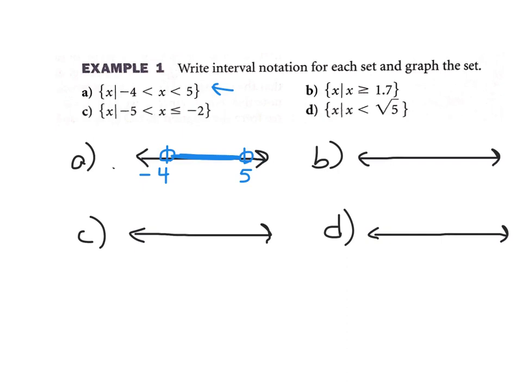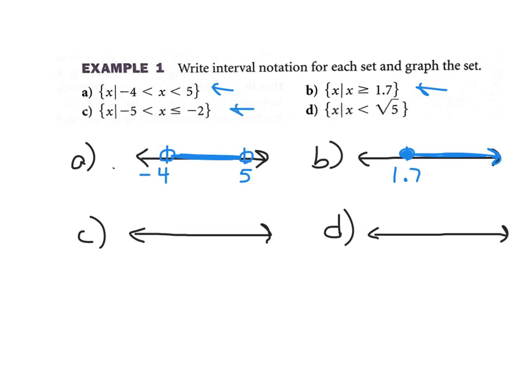B, X is greater than or equal to 1.7, just one number. So I'm going to go ahead and put the 1.7 on my number line. Notice it's equals, which means it's closed circle or bracket. And notice when you read it, it says greater than 1.7, so it's going to go this direction.